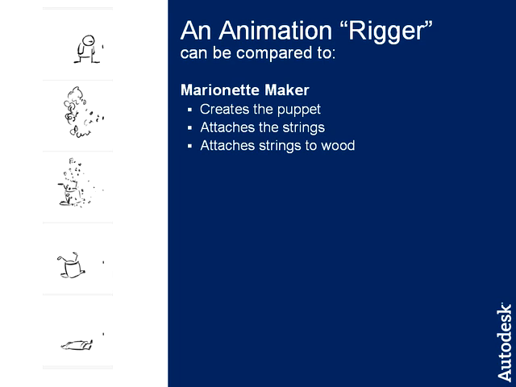The puppeteer will grab the wood, shake it around, and cause the puppet or the marionette to dance. So in this case, the animation rigger is the marionette maker, and the animator is the puppeteer. It's the marionette maker's job to make sure that when the animator lifts up the piece of wood that's attached to the hand, it lifts up the hand. They don't want it to drop the hand or have the hand spin around like crazy. You want to make an interface for the puppeteer that makes sense and is easy to use.